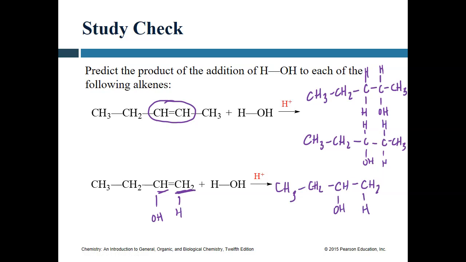This is what we would consider, and you see this sometimes in the homework sets, what we call the major product. So the major product is the one that we would expect based upon this kind of rule. That's not to say that the other one doesn't happen, but it would happen to a much lesser extent. You could have done it either way.